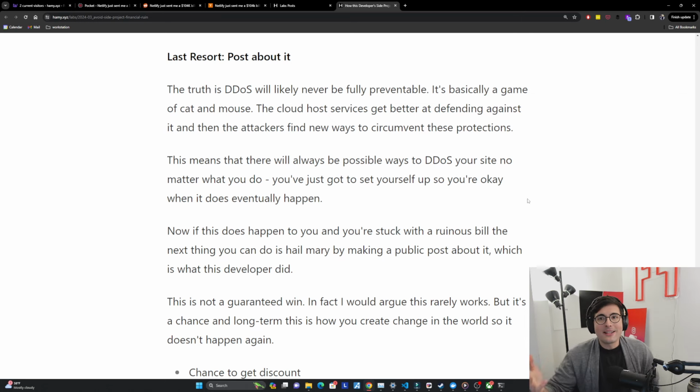All right. And finally, your last resort is to just write about it and share about it online. You know, the truth is that DDoS will likely never be fully preventable. It's basically a game of cat and mouse. The cloud host services get better at defending against it, and then the attackers find new ways to circumvent these protections. It's very much like security, very much like fighting fraud, etc. This means that there will always be possible ways to DDoS your site, no matter what you do. You've just got to set yourself up so you're okay when it does eventually happen.